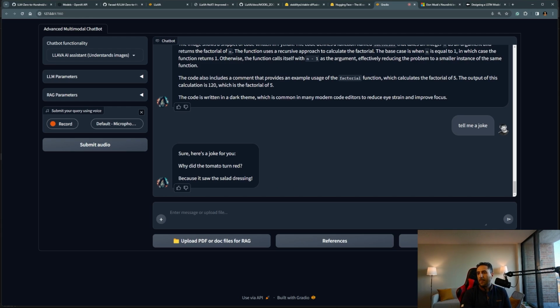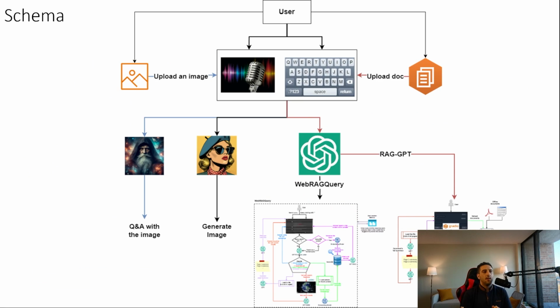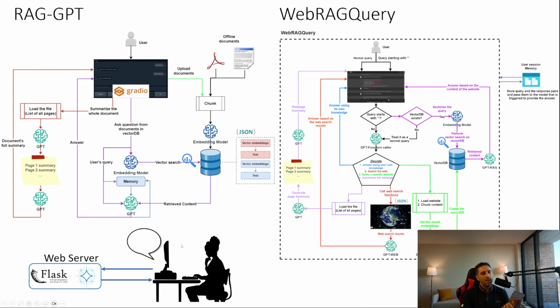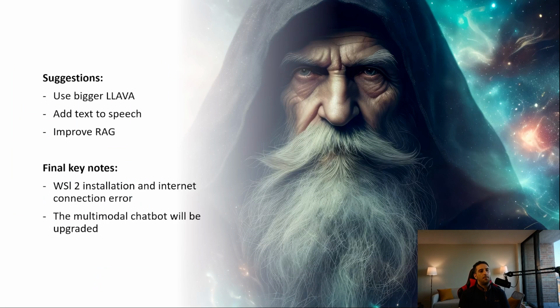So let's go back to our schema. We saw how the user can interact with this chatbot by uploading a document, uploading an image, sending a text, sending a voice, and start using these features and functionalities of our chatbot. We also saw how these two frameworks work within the body of our chatbot. Now let me just give you some final suggestions and keynotes. So my first suggestion would be definitely to test bigger LLAVA models. This is just fantastic. I have a lot of applications in mind with this model. Probably you also have a lot of ideas in mind. So that would be suggestion number one.